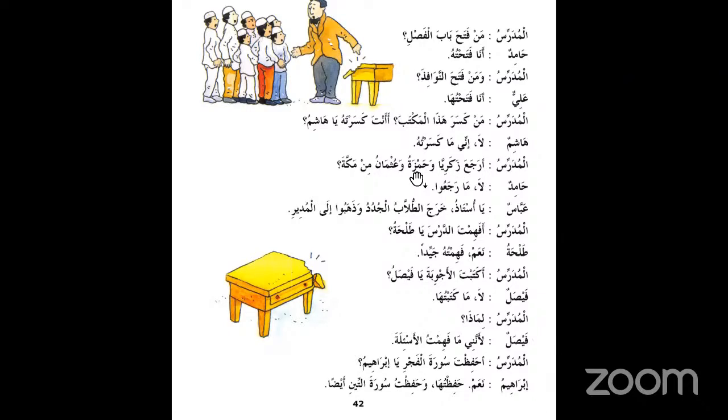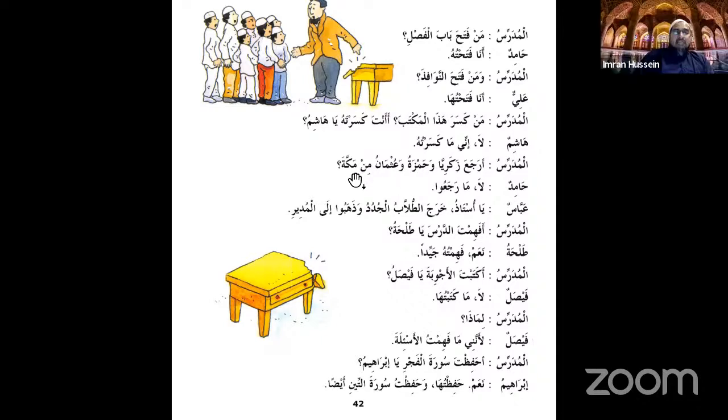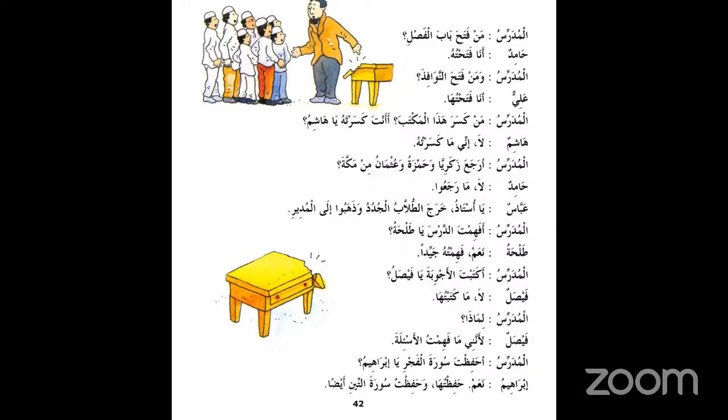Raja'a Zakaria wa Hamzatu wa Usmanu min Makkata. Did Zakaria, Hamza, and Usman return from Makkah? Shall I continue? La ma raja'u. No, they did not return. Raja'u is the plural and it's the fa'il. They.